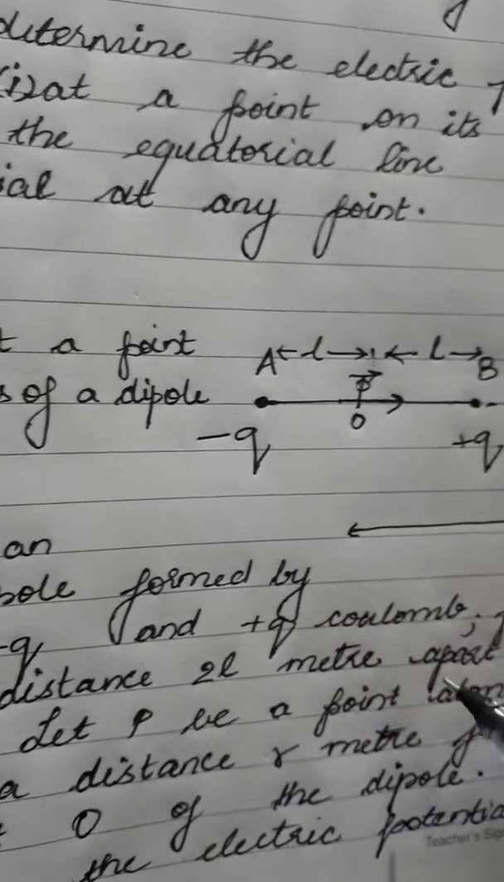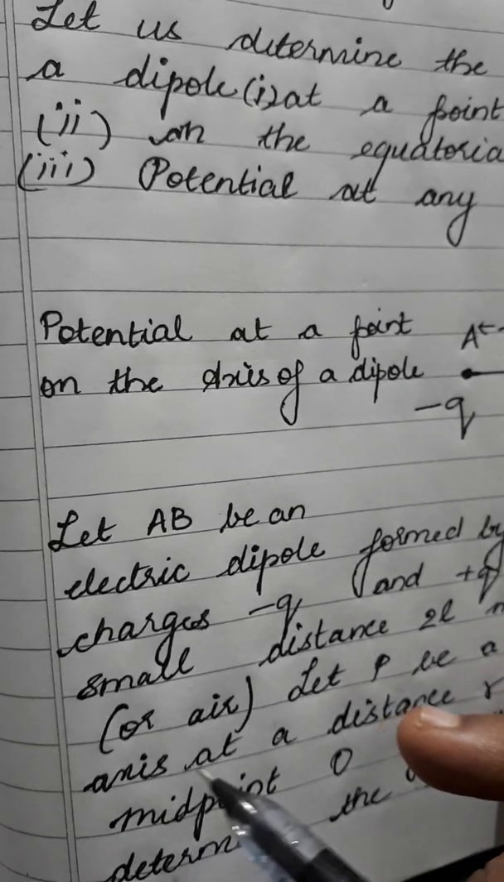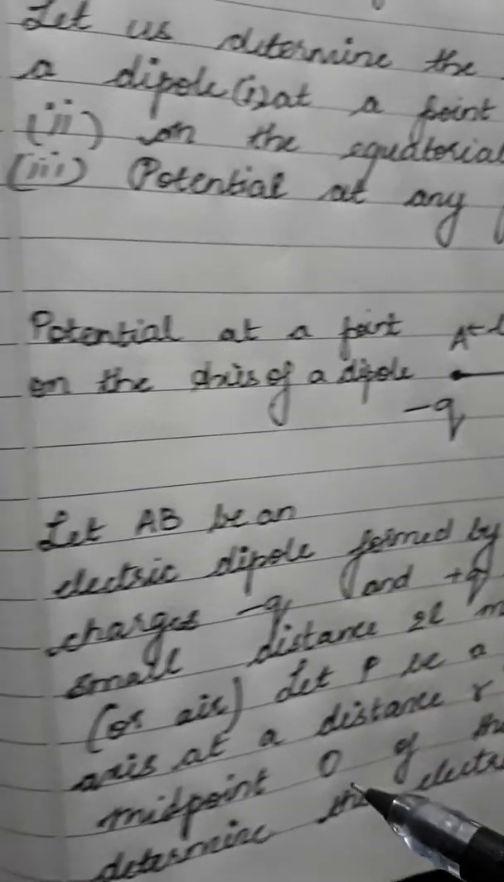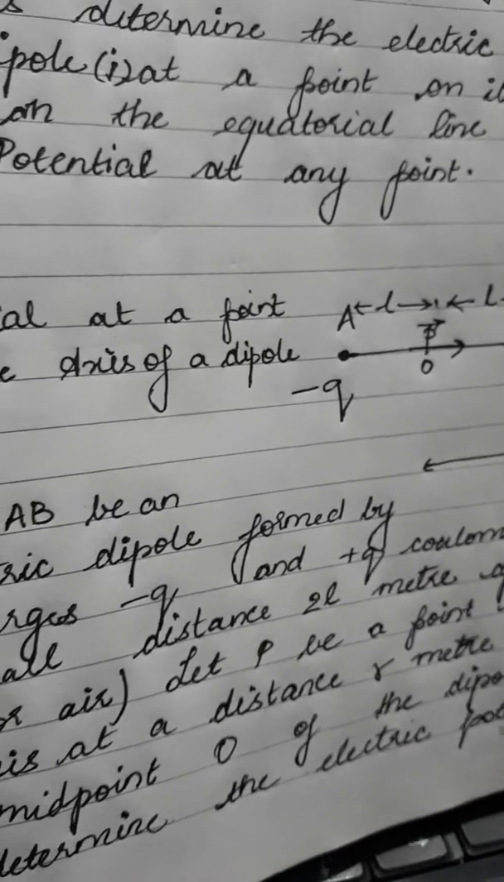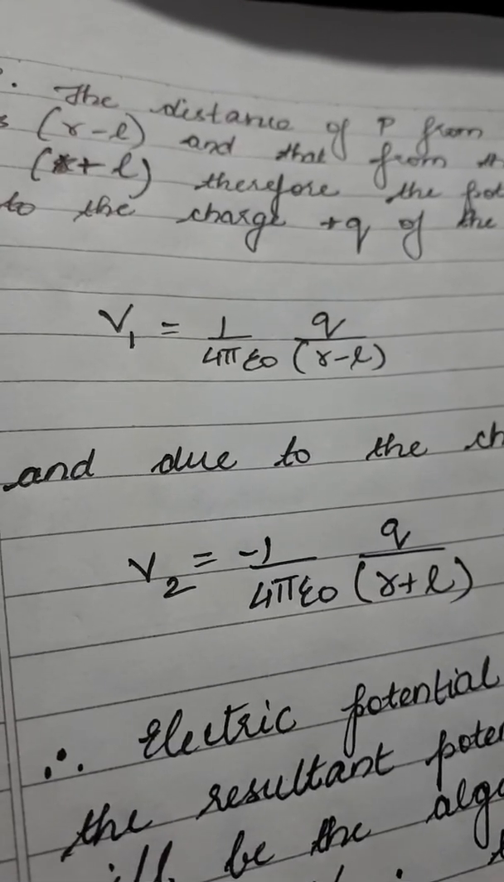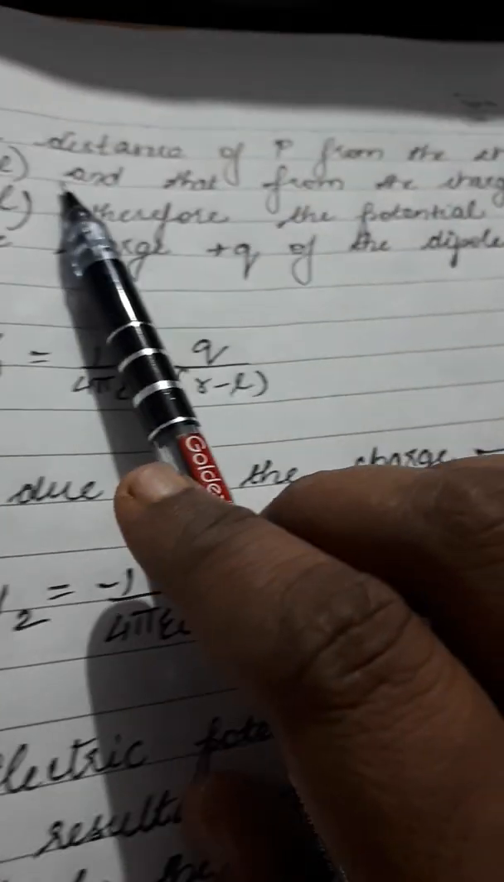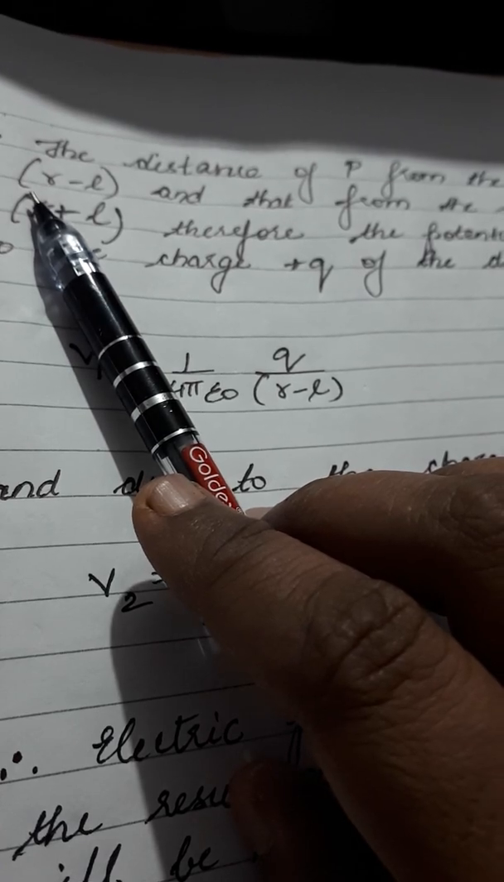Let P be a point along the dipole axis at a distance r meter from the midpoint O of the dipole. Here we have to determine the electric potential at the point P. The distance of P from the charge plus Q then will be r minus L.